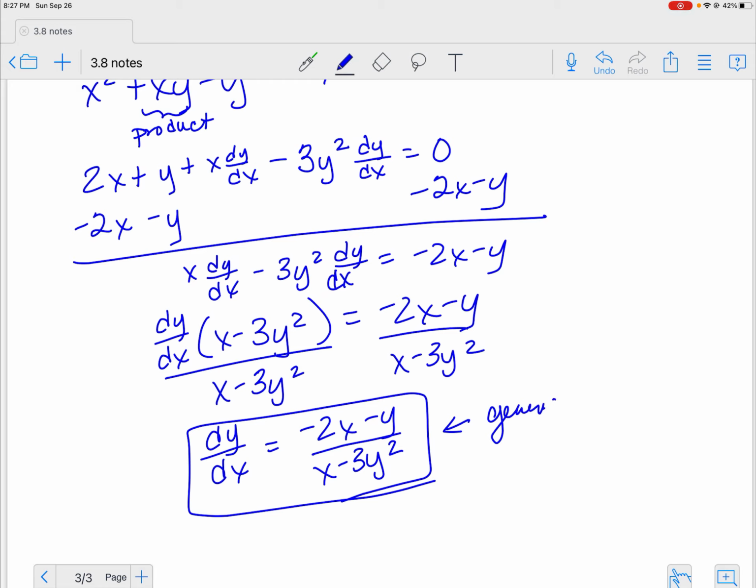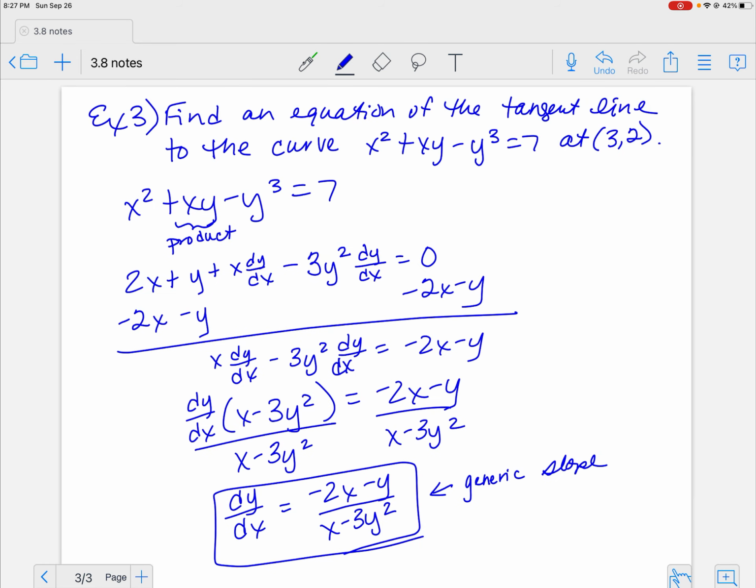That is my generic slope. Notice the word generic. That's my generic slope, the slope of a tangent line. So any tangent line on that curve can be represented by that slope. Then I just look and say, oh yeah, what's my specific point? It's (3, 2).